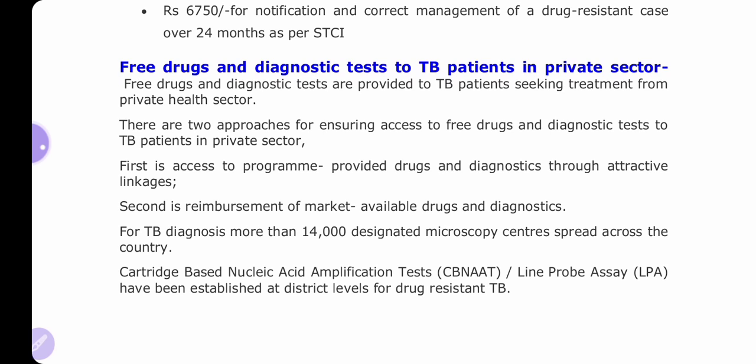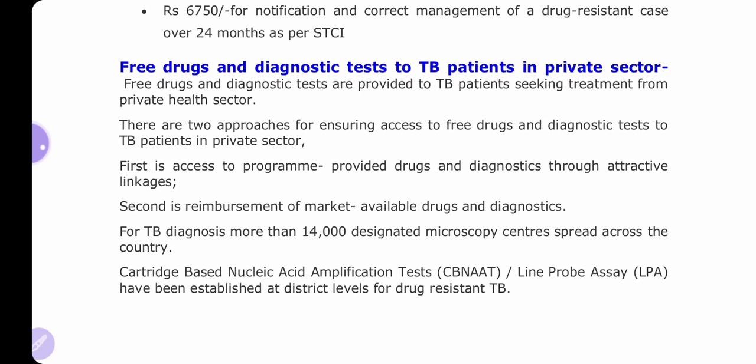So there are two approaches for ensuring access to free drugs and diagnostic tests. First, access to program-provided drugs and diagnostics through active linkages. So direct drugs and diagnostic tests are provided to the patients via private practitioners. And second is in the form of reimbursement of market costs. So whenever they get the medicine from a chemist and testing from diagnostic centers, they will get reimbursement for their expenses.